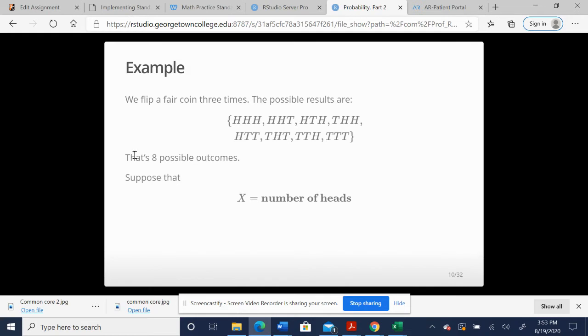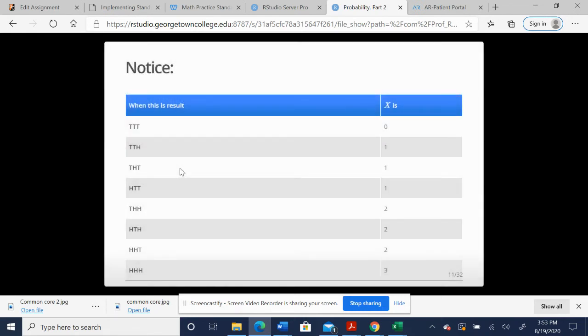But that doesn't necessarily tell me the values of X until I have defined what X is going to represent. If X is going to be my random variable, it's going to represent not an outcome, but a specific count of something or measurement of something. In this case, it's the number of heads.